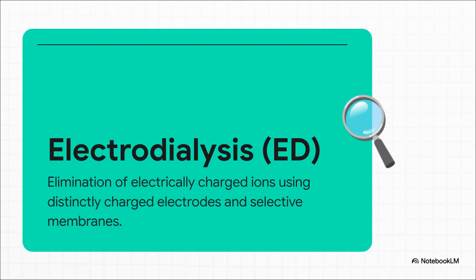You place a positive and a negative electrode in the water, and you stack these alternating cation and anion selective membranes between them. When you flip the switch, the positive cations get pulled toward the negative electrode, and the negative anions get pulled toward the positive one. And those special membranes direct all these ions into separate channels, which creates one stream of purified water and another stream of concentrated brine.